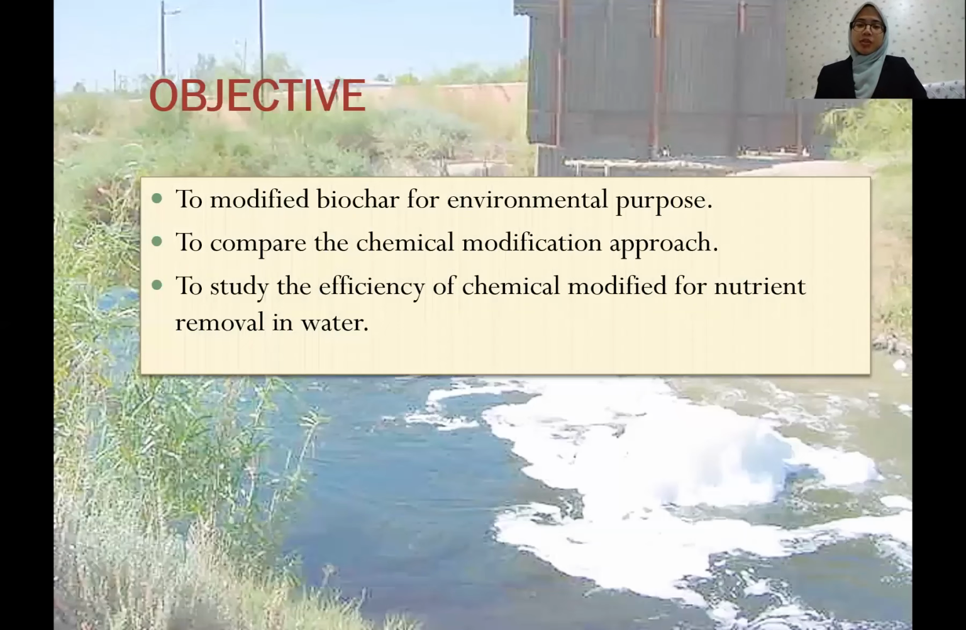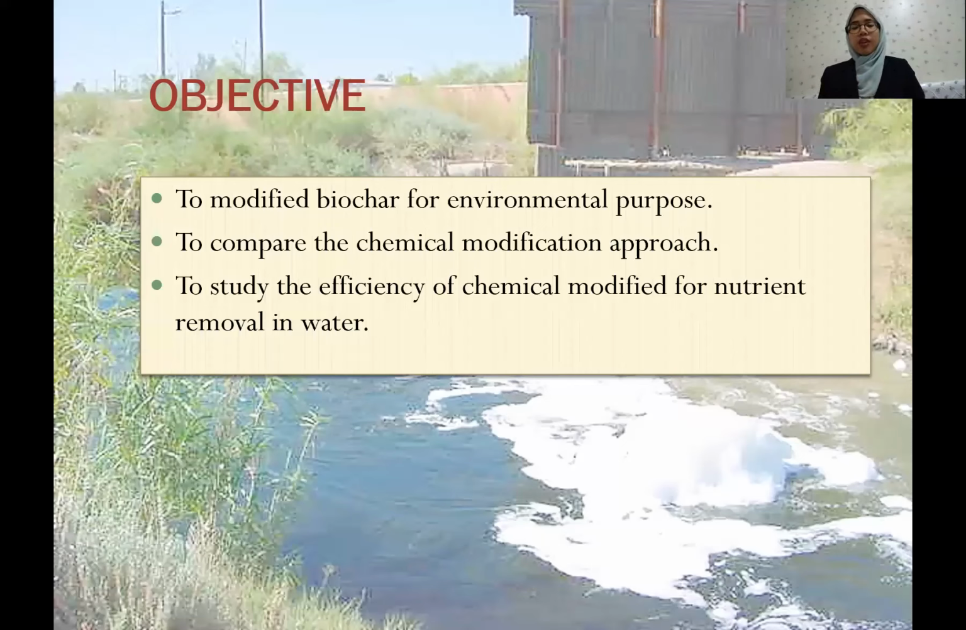Now, I proceed to the objectives of this proposal. The first objective is to modify the biochar for an environmental purpose, which is to remove the nutrient present in the water. Then, to compare the chemical modification approaches, which are acid modification, alkaline modification, and oxidizing agent modification. And lastly, to study the efficiency of the chemical modification for nutrient removal in the water.